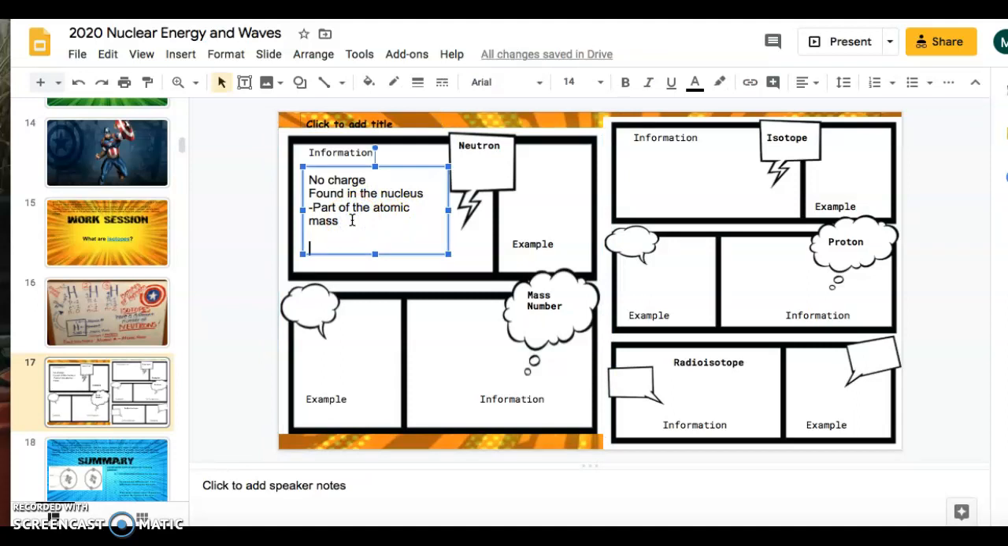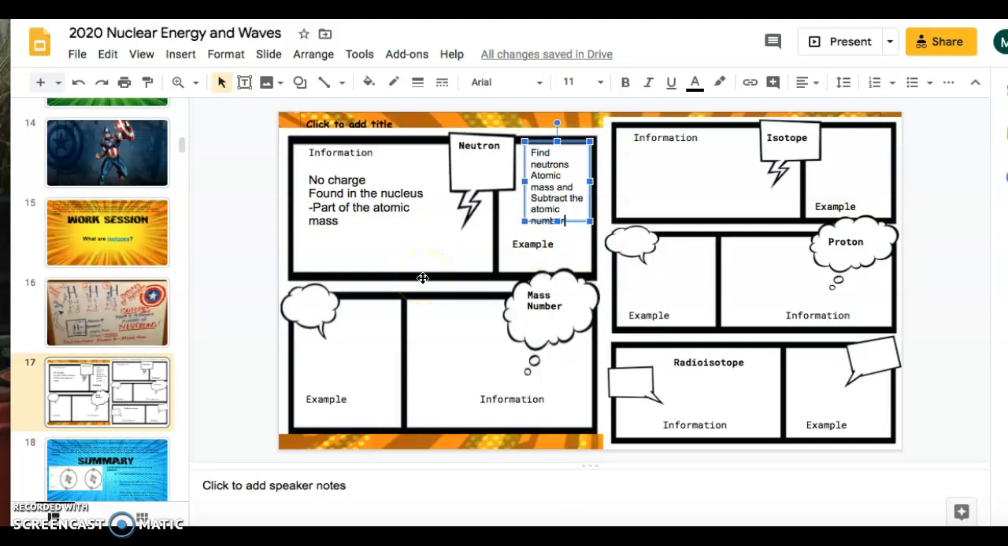So I put this in my example box. Let's see if I can put a new text box here. Okay, but to be able to find neutrons, we would take our atomic mass and subtract the atomic number. And I will shrink this to where you guys can see it a little bit better.